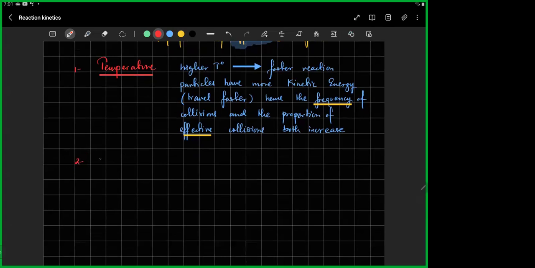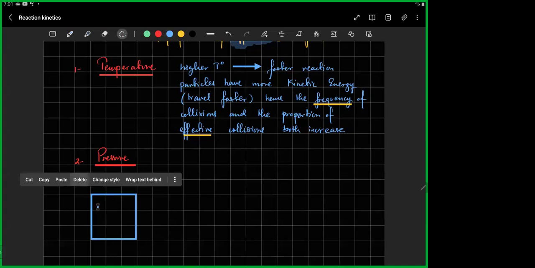The second one is about pressure. So what happens when you increase pressure? So the first thing that happens is, I have to draw a container. Now, you get rid of this. And let's say the container has a piston. It's got a movable piston.